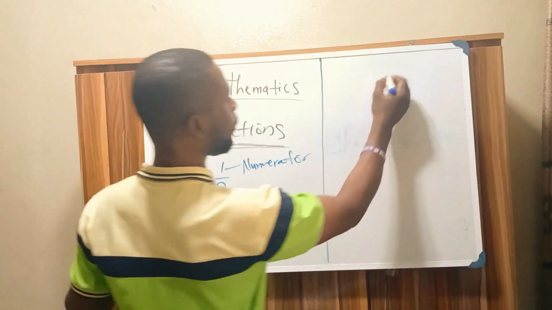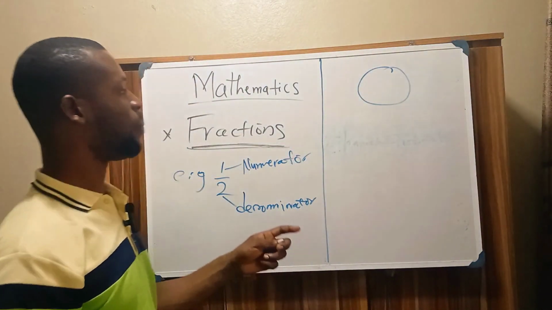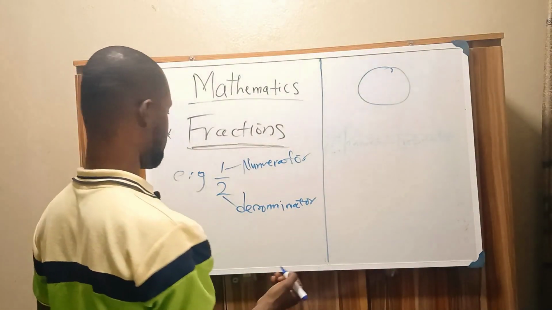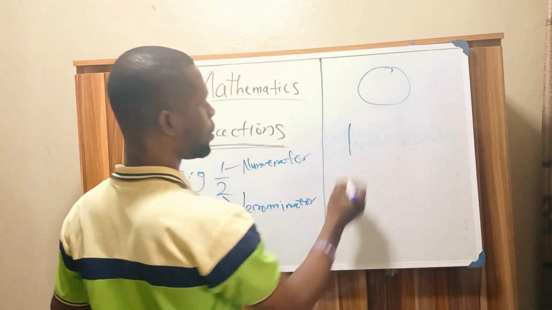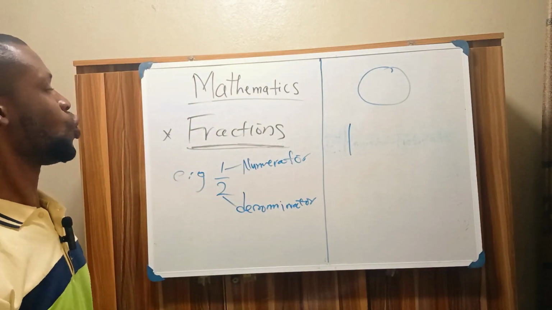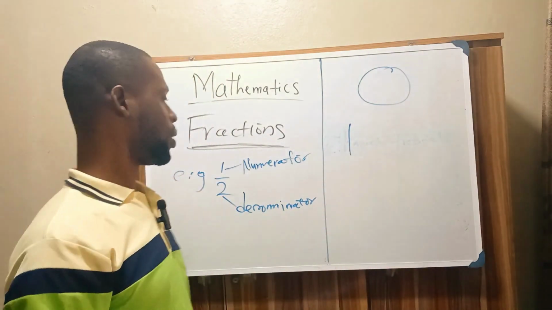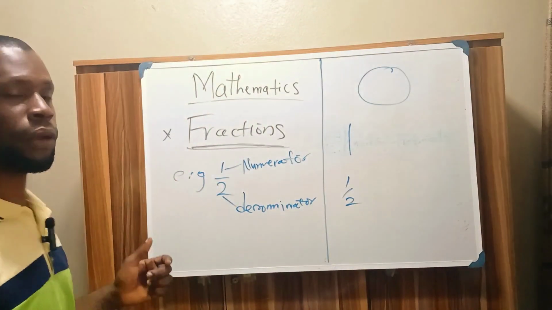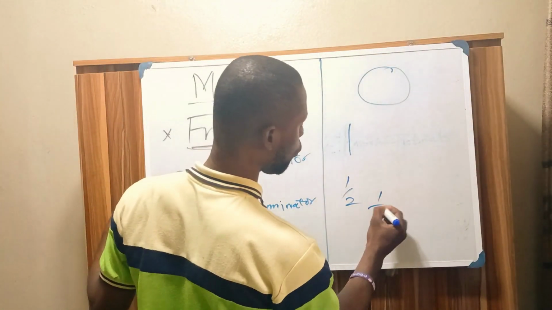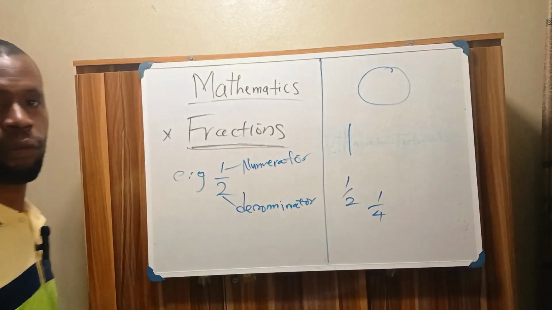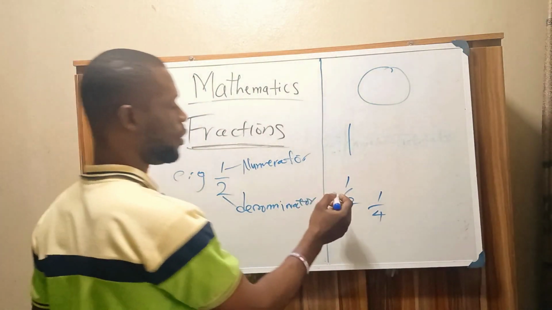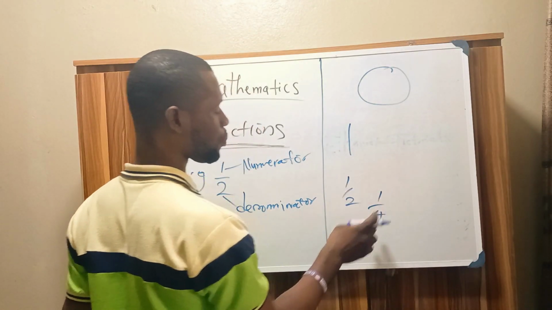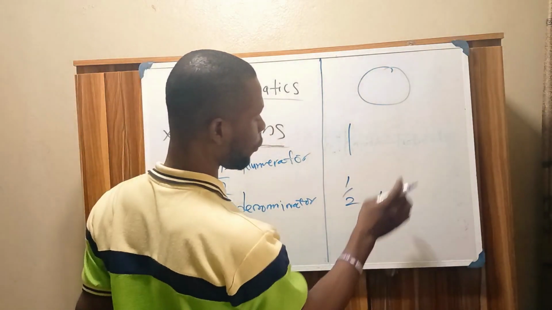Now, a fraction, from the definition I gave, is a part of a whole. For example, 1 is a whole number. So part of this one can be 1/2, or it can be 1/4. Meaning, if we divide this one into 2 parts, we have 1/2. If we divide it into 4 parts, we have 1/4.